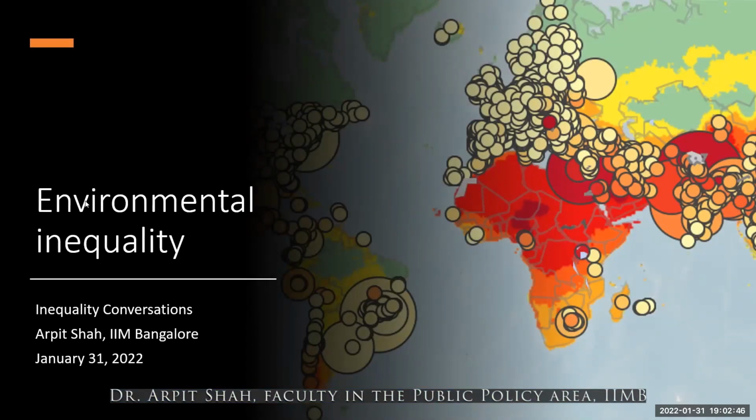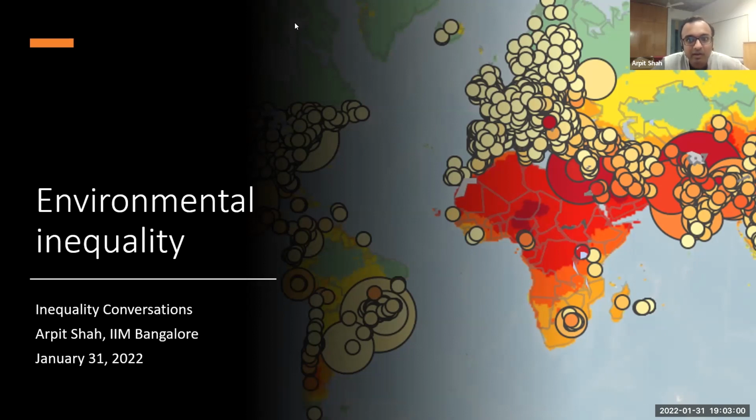So like Professor Shriram said, this is part of the Inequality Conversation series that we're starting here at the Center for Public Policy. I'll talk about environmental inequality as part of this talk. So broadly, I think I'll speak for 35 to 40 minutes and then open up for Q&A. But if there are clarificatory questions, please feel free to post them on chat. I'll take them as they come.